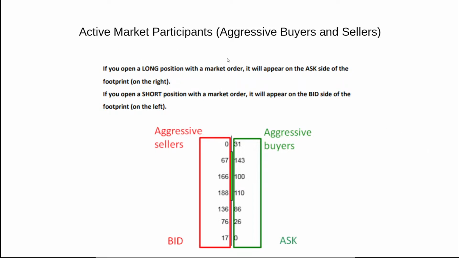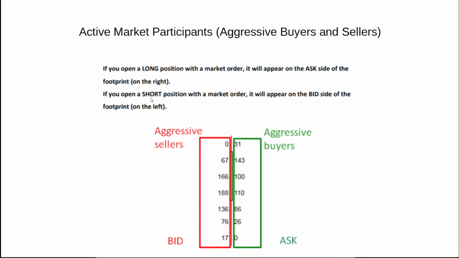Active market participants, this is our aggressive buyers and sellers. If you open a long position or calls with a market order, it will appear on the ask side. So on this side, we have aggressive buyers. We don't see them because they're getting filled here where the zero is. It just fill, fill, fill. As soon as they hit market, they're getting filled, but on the ask side. So aggressive buyers will show up on the ask side.